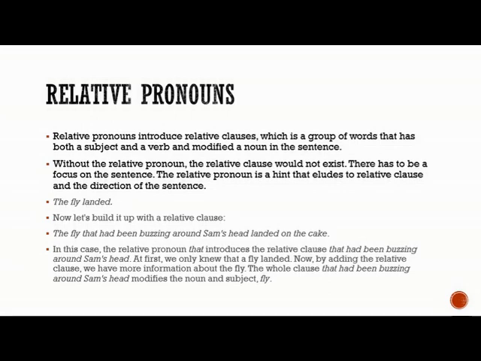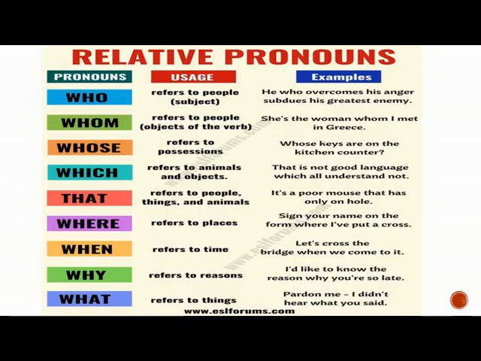The fly landed. Now let's build it up with a relative clause. The fly that had been buzzing around Sam's head landed on the cake. In this case, the relative pronoun that introduces a relative clause, that had been buzzing around Sam's head. At first, we only knew that a fly landed. Now, by adding the relative clause, we have more information about the fly.